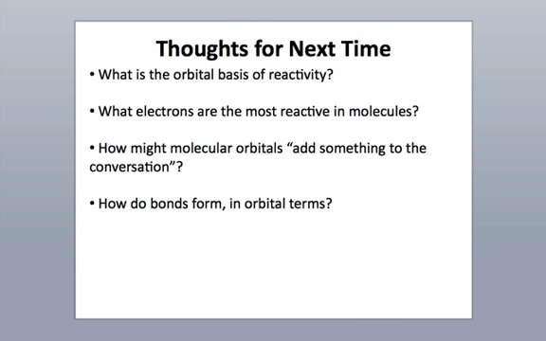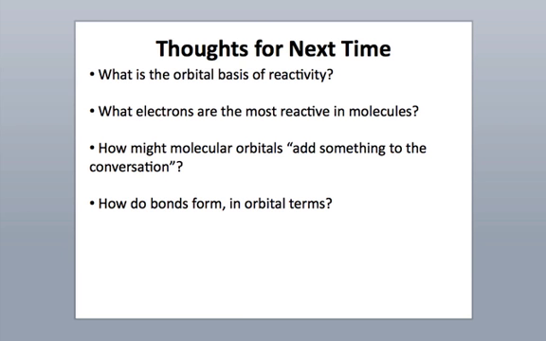I wanted to close with a few thoughts for next time. So we haven't said much so far about the orbital basis of reactivity. What is its basis in molecular orbital terms? And after studying Chapter 1 and the orbital properties of molecules on structural grounds, we can begin to think about the orbital basis of chemical change. What orbitals are involved in this transfer of electrons, and how does that work? How does that influence reactivity? And how do molecular orbitals add something to the conversation?